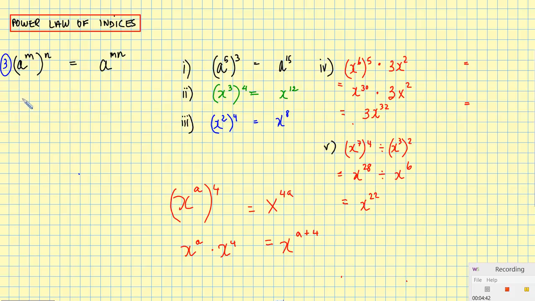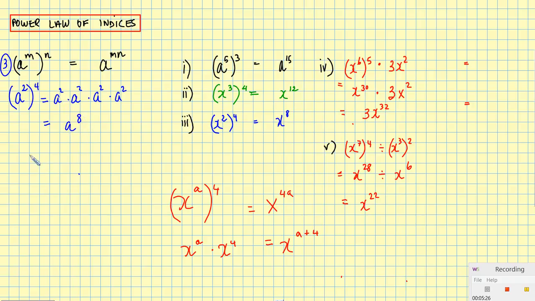It's telling me that if I had a squared, for example, 4 times, well, if I actually expanded this, it would become a squared times a squared times a squared times a squared. And when I have the same bases and they're multiplied together, then what that means is I am just going to add my exponents. So it would go to 2 plus 2 is 4 plus 2 is 6 plus 2 is 8. So it would go to a to the 8th.